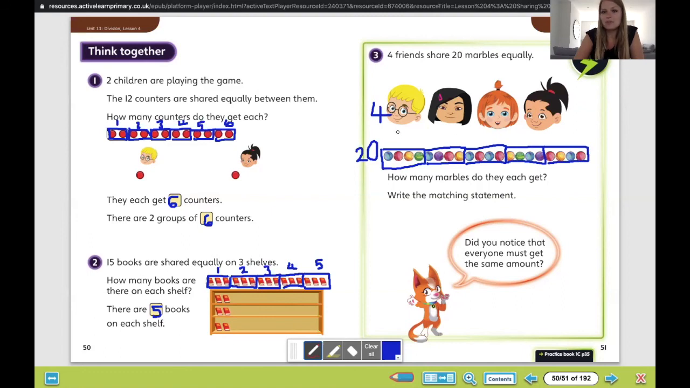Let's check how many groups there are. 1, 2, 3, 4, 5. Each friend will get 5 marbles. Write the matching statement. So here I would say they each get 5 marbles. And Miss Cat said, did you notice that everyone must get the same amount?